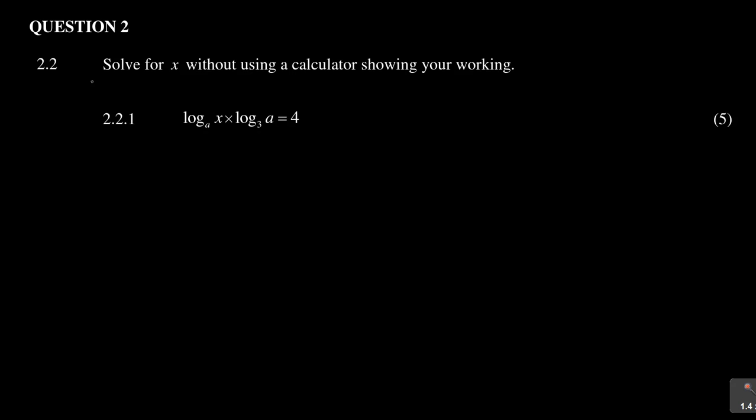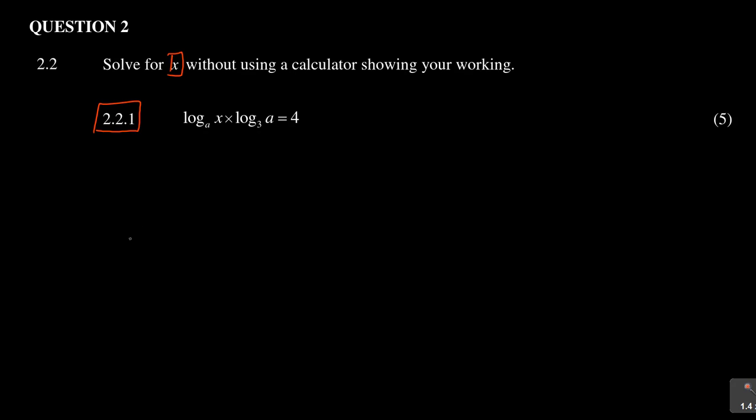Now question number 2.2.1, it had a 2.2.1 in this case, so which means there is a 2.2.2. Let us start with the first part of 2.2. It says solve for x. So there we are now solving for x without using a calculator, showing the following. With solving for x, you can actually easily prove your answer in that case.